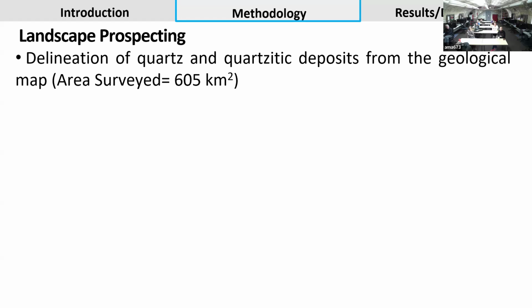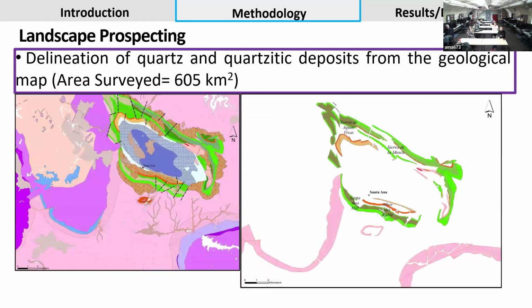In total, the area I surveyed was about 605 square kilometers. To your left, you can see the geological structure of the area, and to your right, you can see just the extraction of the quartzite and quartz deposits within the Calareto de Cáceres and Casereño complex. These are the areas that I surveyed, where I went to collect material samples from.